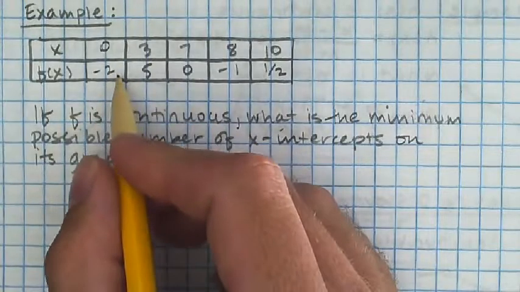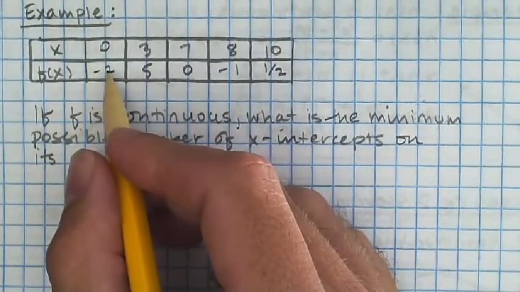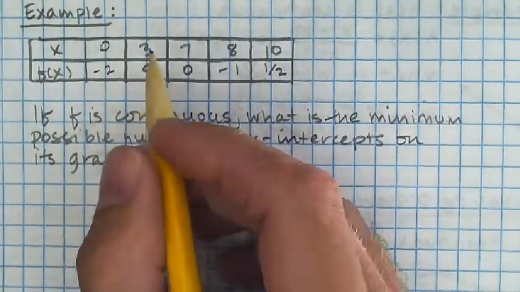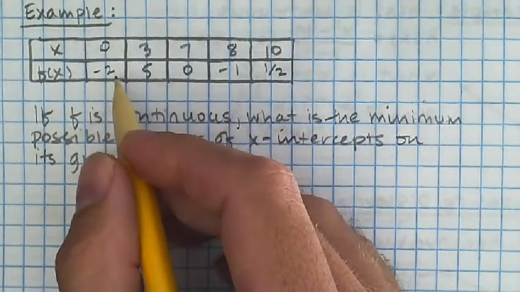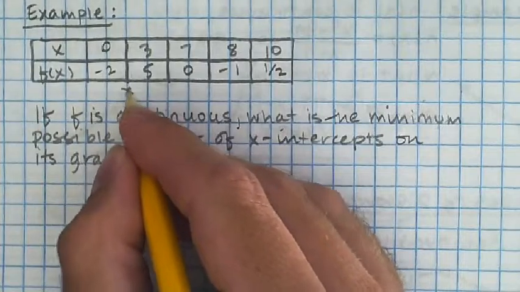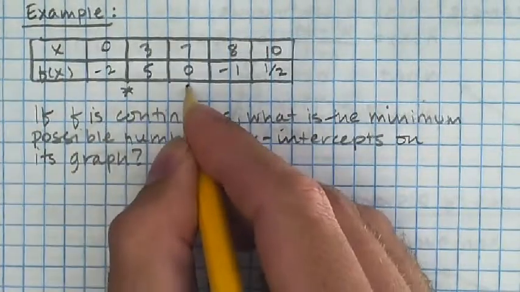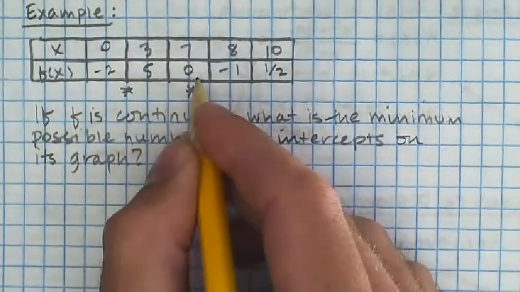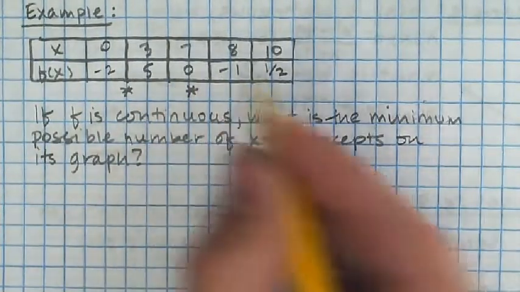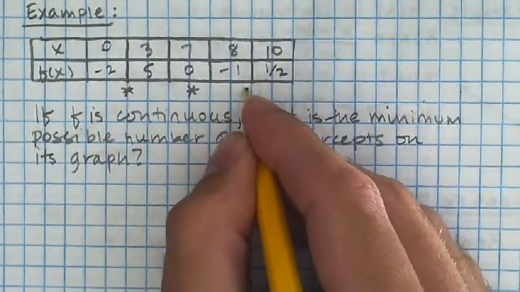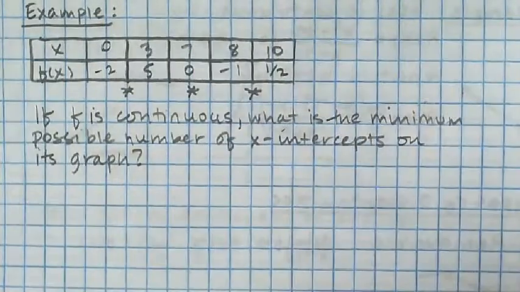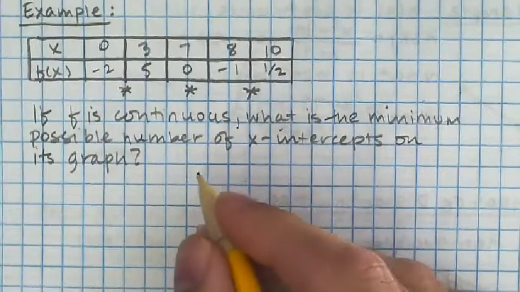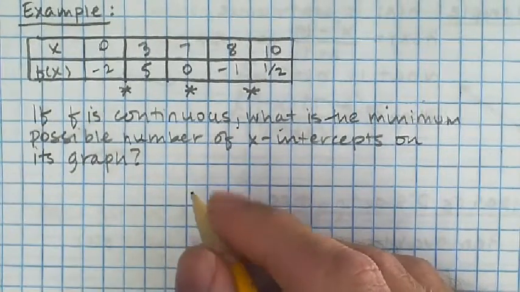Okay, it could pass through 0 more than once. It could go from -2 positive at 1, negative at 2, back to positive at 3, right? There could be more. I'm talking about the minimum possible number. So I've got one here for sure. I've got another one here, because I see it going from positive to negative. I don't know that there are any more anywhere else. And then I also know that there's going to be one at least here, between -1 and positive 1/2. So I would conclude that there are at least 3 x-intercepts.